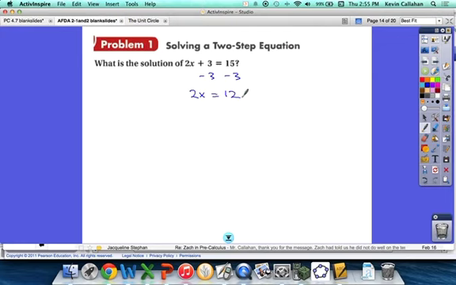Okay, now you have a 2 times x, you need to get rid of the 2. So the inverse of multiplying times 2 is dividing by 2. So x equals 6. And again, not a bad idea to check your answer. 2 times 6 is 12, plus 3 is 15. Check.